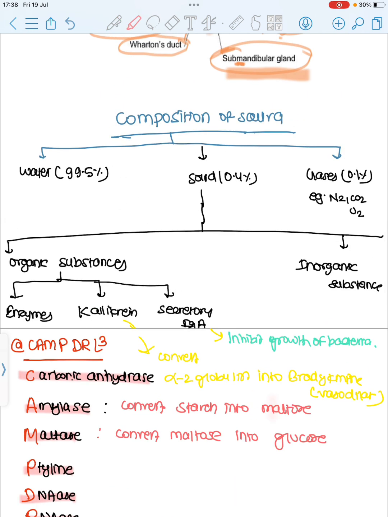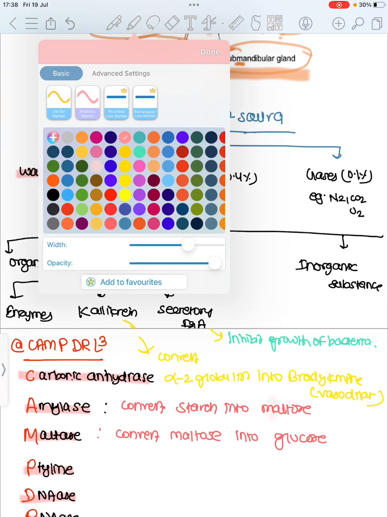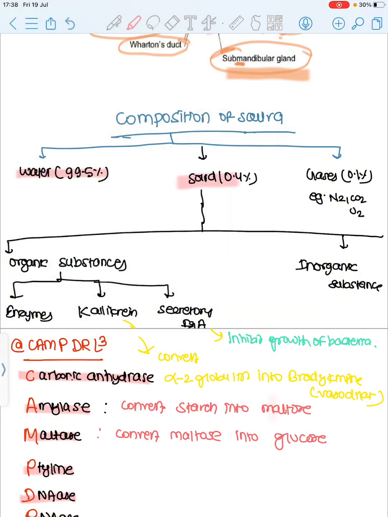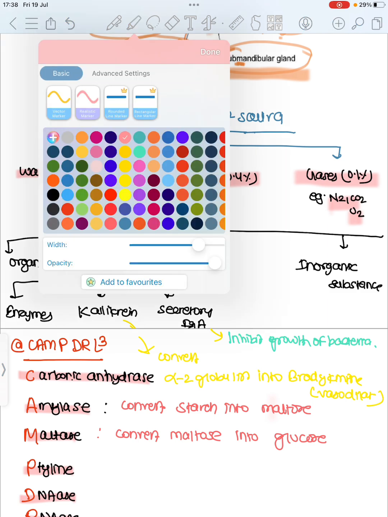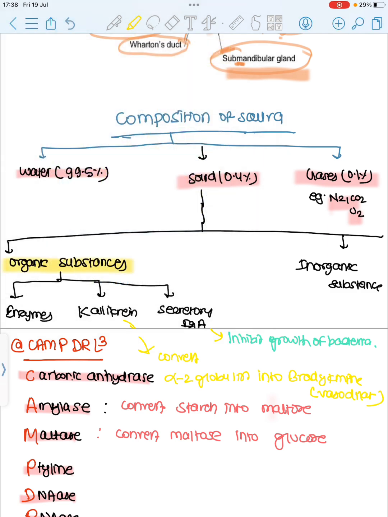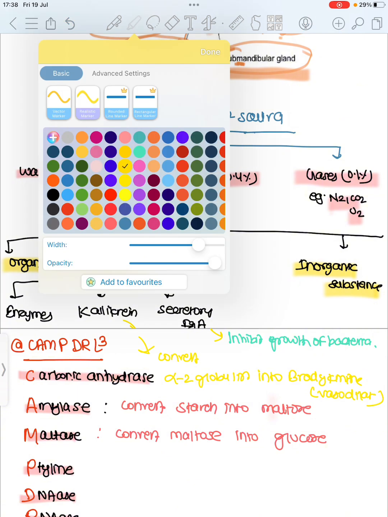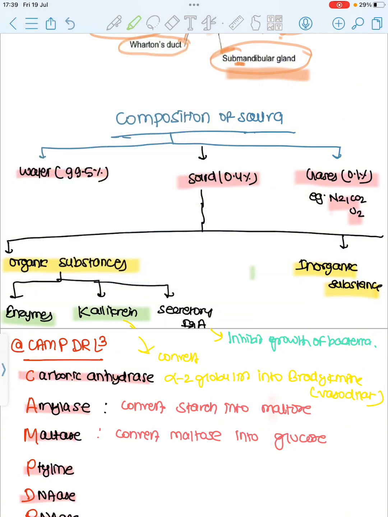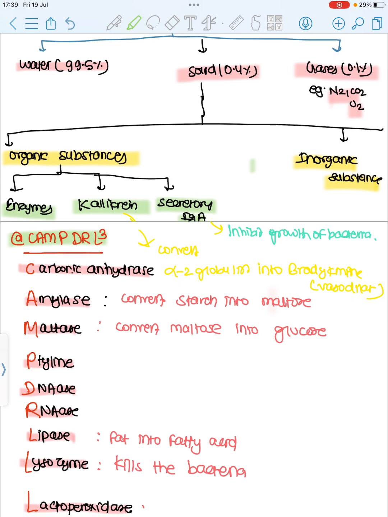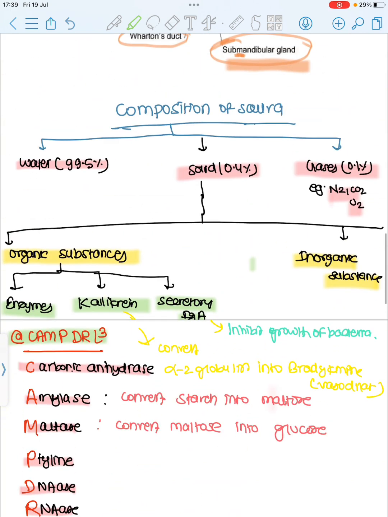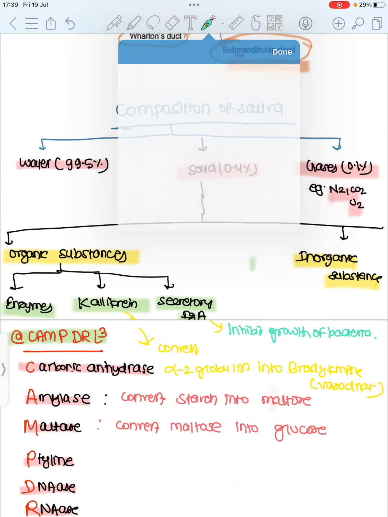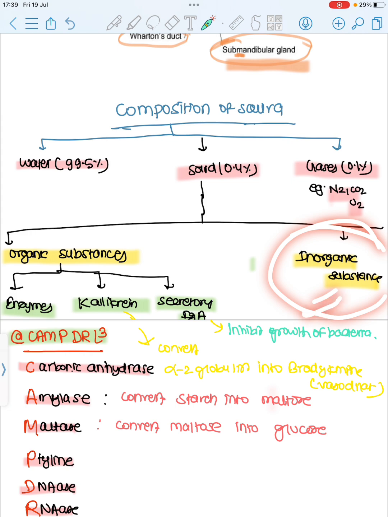What we learned: there is water in saliva, 99.5%, solids, and gases. In gases we learned nitrogen and carbon dioxide, and in solids we have organic substances and inorganic substances. In organic substances we learned enzymes, kallikrein, and secretory immunoglobulin A. For the enzyme names, we learned CAMPDRLL, and we learned about the important enzyme functions. Now we are talking about the inorganic substances.